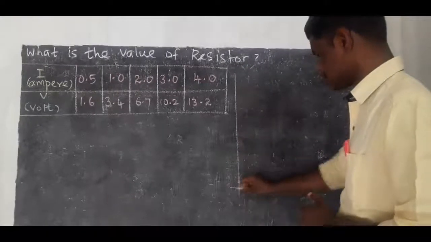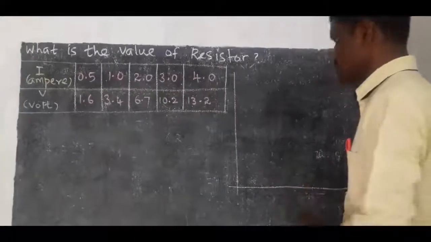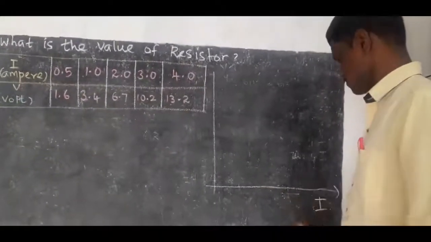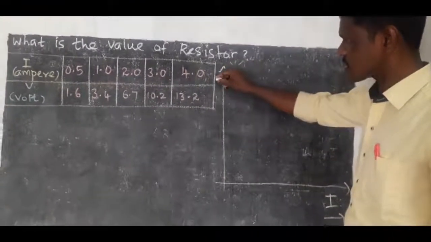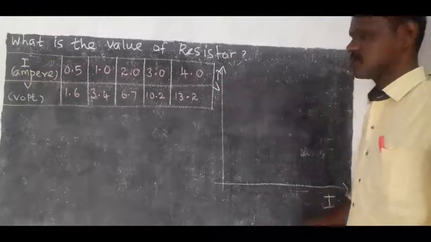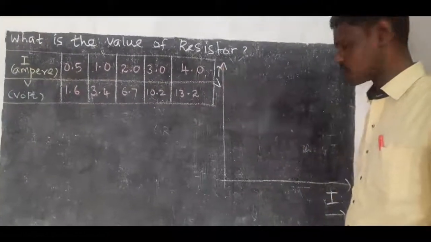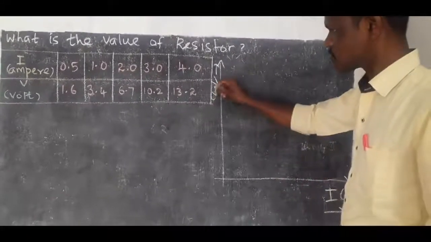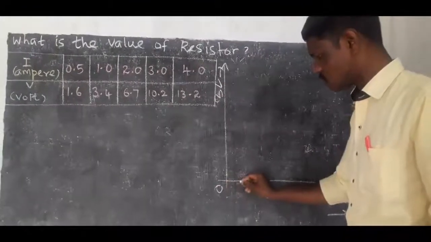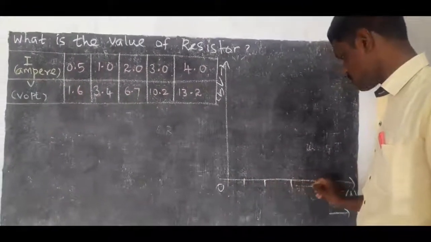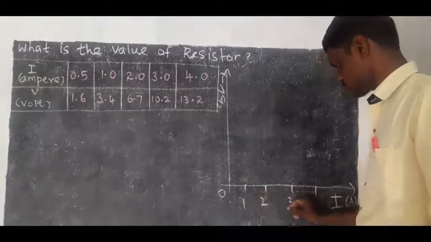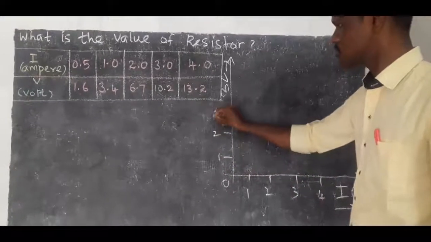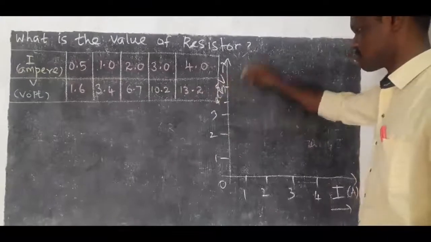So we will take the current on the x-axis and the potential difference V on the y-axis. The potential difference is in volts, and this is current in ampere. Here 0, 1, 2, 3, 4. Here also 1, 2, 3, 4, 5, like that.